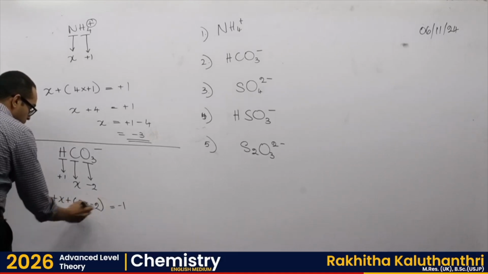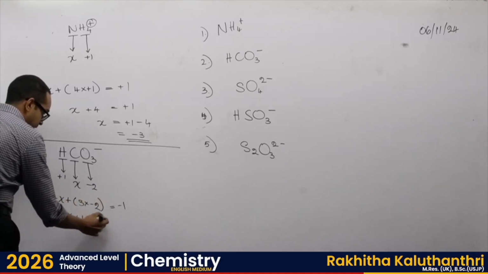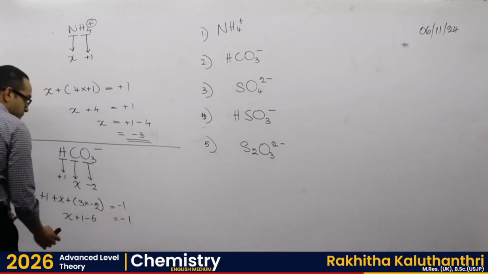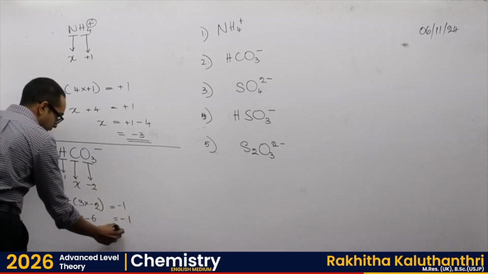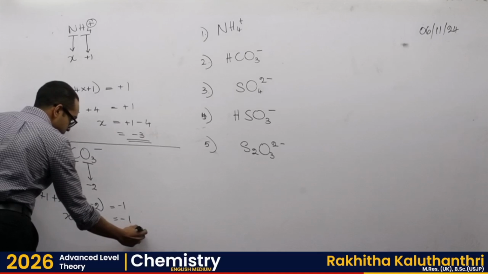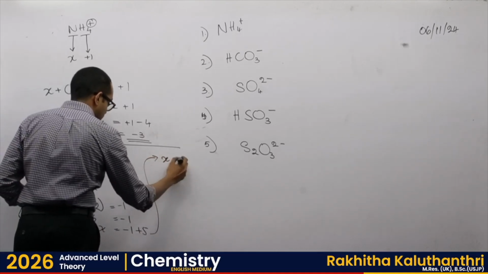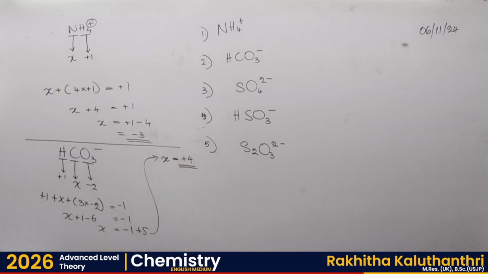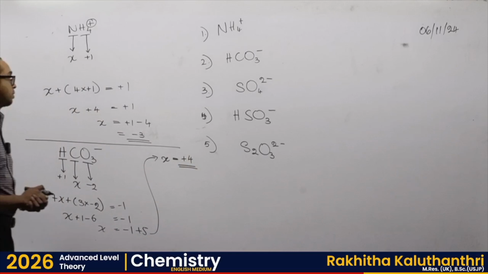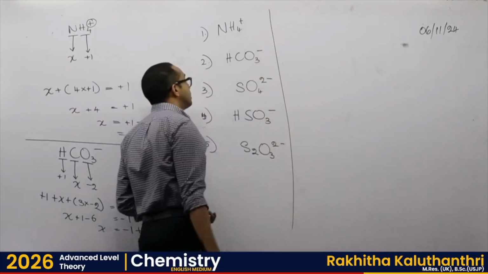So therefore, when you write this, you can have X plus 1 minus 6 is equal to -1. So plus 1 minus 6 is -5. -5, you send it to the other side, it becomes X is equal to -1 plus 5, which means X is equal to plus 4. Is that clear? Carbon is plus 4. I'll do the next bits here.